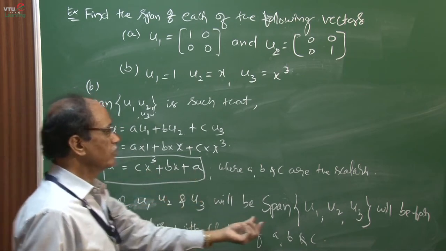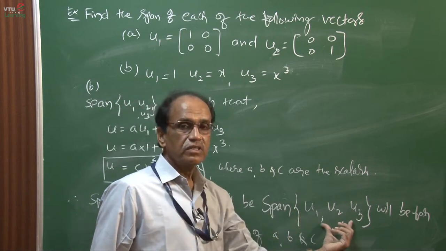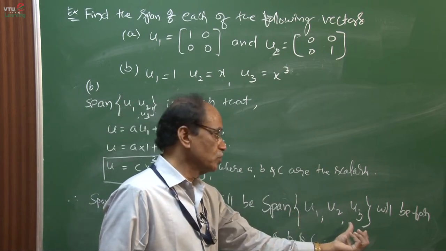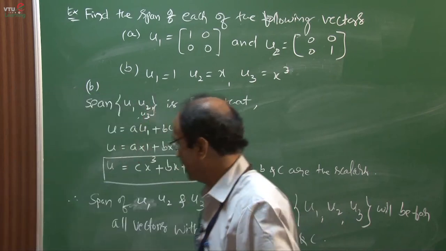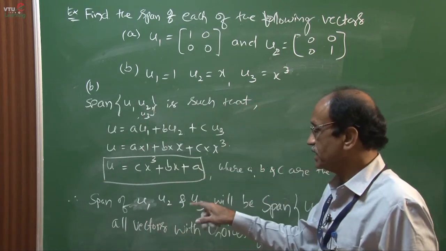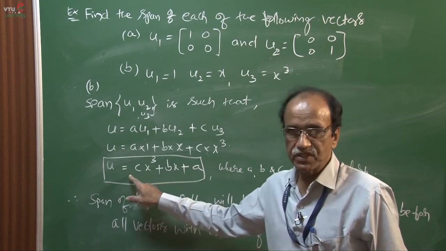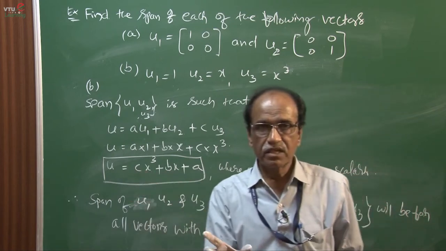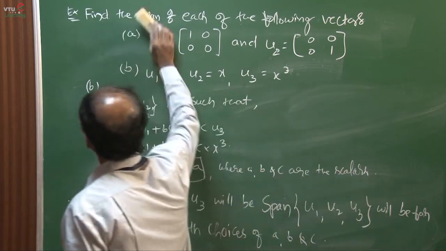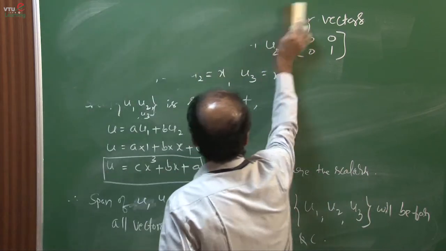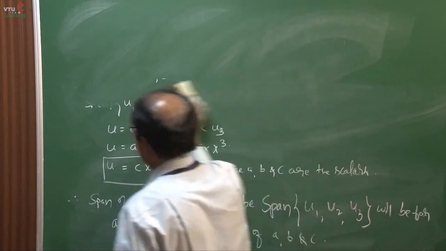Therefore, the span will be a set of vectors for 3 vectors, that is U1, U2 and U3. But that will not be finalized unless you select arbitrary values for A, B, C. That is called the span of the set of vectors, given 3 vectors that you have to declare. Okay. So, continuing this, we will be studying the vector space again.